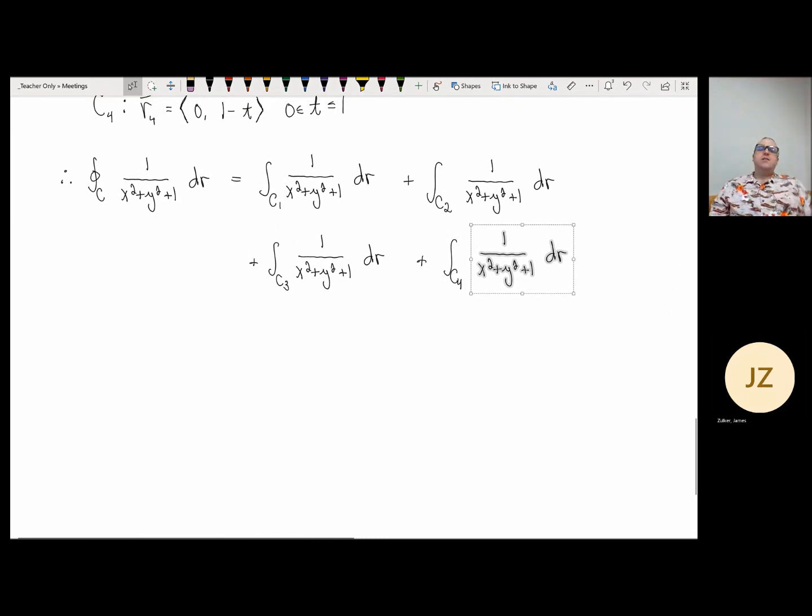Remember, if you're taking a path integral where your path is the union of non-overlapping paths, it's just the sum of each individual path integral. It's the equivalent of if your domain is the union of non-overlapping domains. You can split your integral up and sum it up over each domain. I think we did a problem like that when we were doing double integrals. You saw it with single integrals.